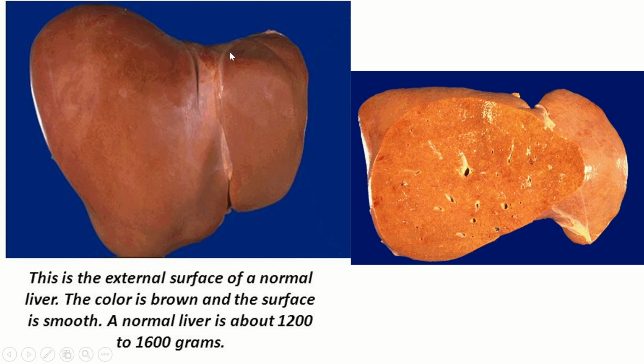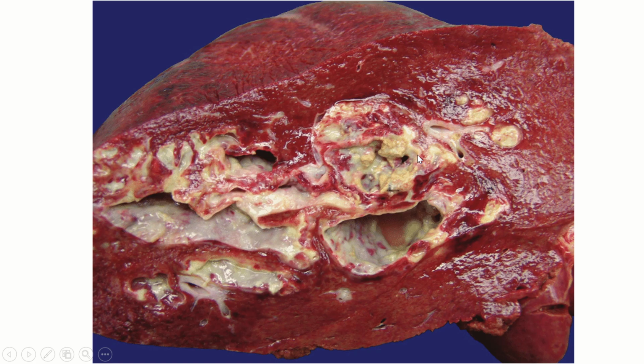So this is the normal liver. This is how a normal liver will look. The external surface will be very smooth and glistening, and it will be brownish in color. This is the cut surface of the liver. You have various bile ducts. It's uniform and brownish in color.